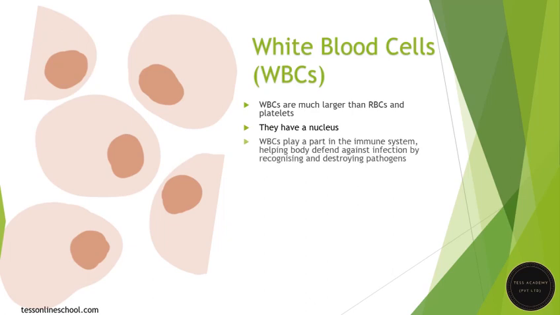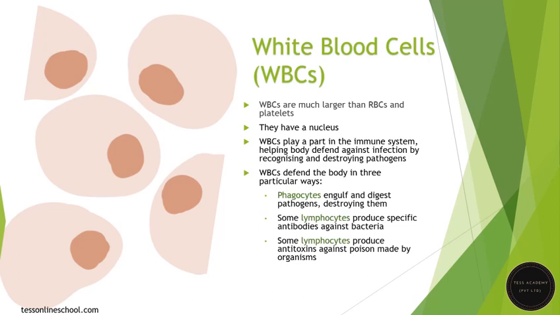WBCs play a part in the immune system, helping the body defend against any infections and foreign cells by recognizing and destroying pathogens. WBCs defend the body in three particular ways. The phagocytes engulf and digest pathogens, destroying them. Some lymphocytes produce specific antibodies against bacteria. Some lymphocytes produce antitoxins against poison made by organisms.